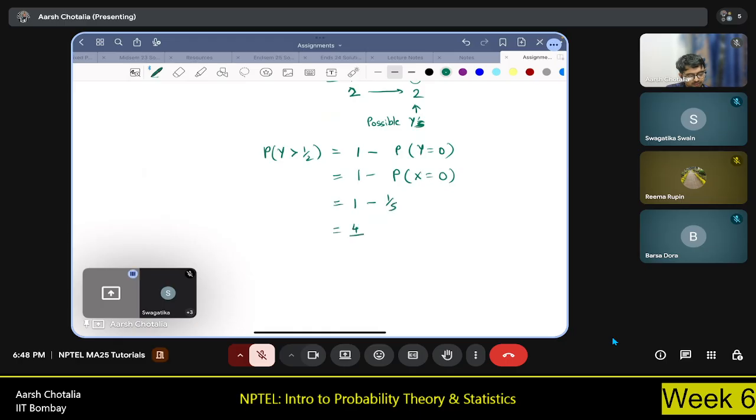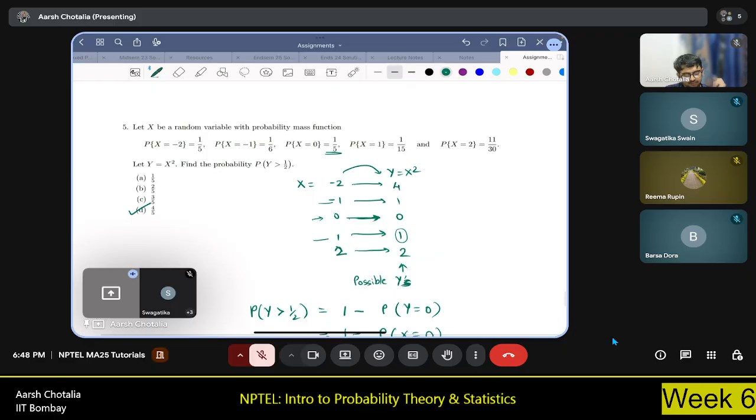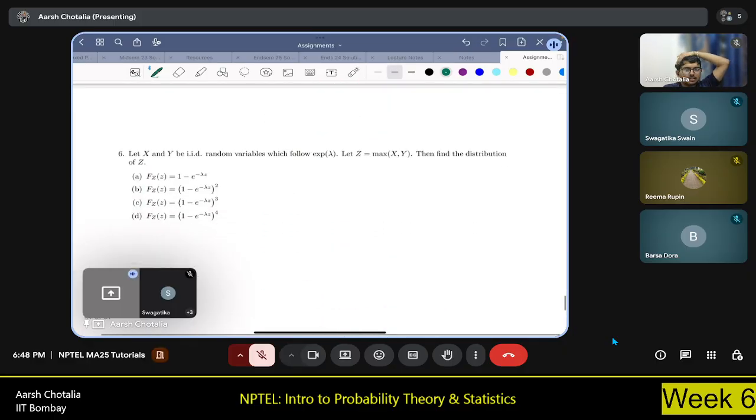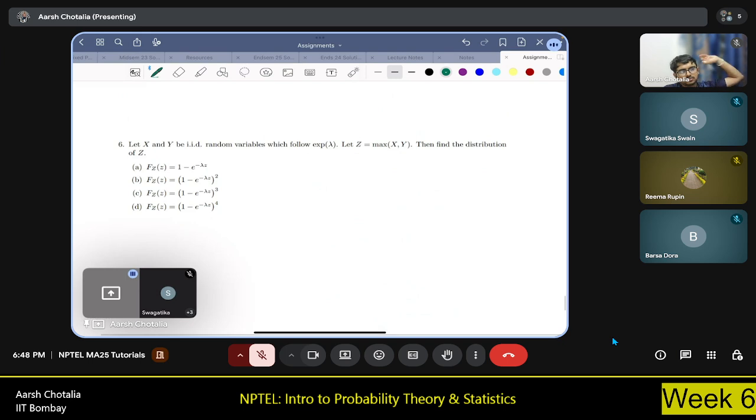Which means the answer is 4 over 5, 80%. Okay, very simple. I don't really know why it is asked this week. Maybe they want to mix all the concepts so that we always have the broad picture in our mind.